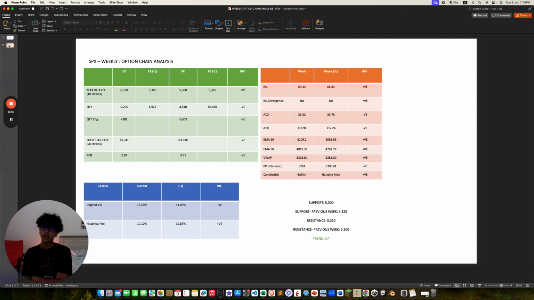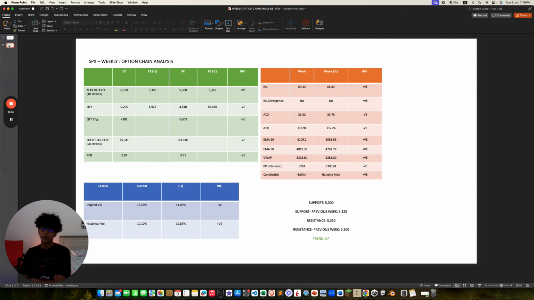Implied volatility is higher, historical volatility is lower, so that's a negative and a positive respectively. RSI is higher, that's positive. Divergence doesn't exist, so that's positive. ADX is lower, that's negative. ATR is higher, that's negative. Both EMAs are higher. VWAP is higher, pivot point is lower, candlestick is higher.